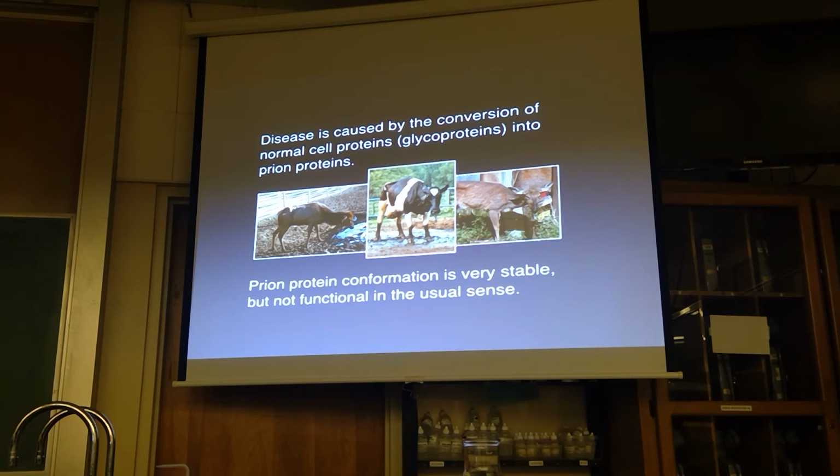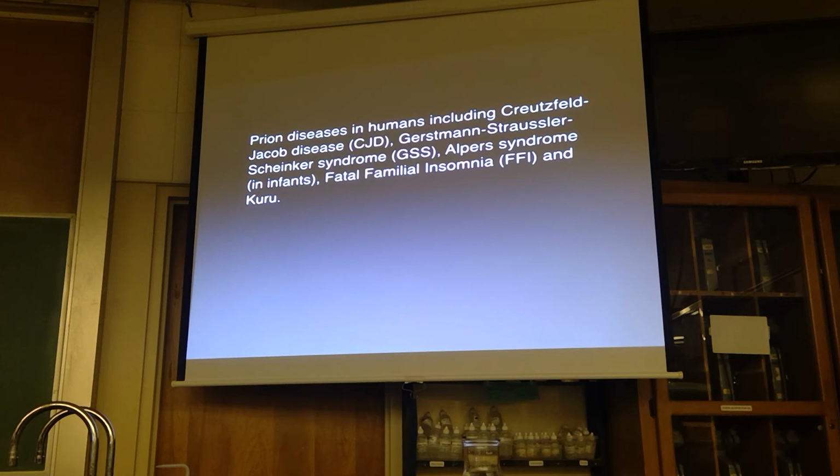A little bit scary, actually a lot scary, if they get into the human food supply. In humans, there are a number of diseases that are recognized as being caused by prions, and different names for these, probably because they were discovered in different peoples throughout the world. So there's Creutzfeldt-Jakob disease, which is CJD, Gerstmann-Sträussler-Scheinker syndrome, GSS, Alpers syndrome, which is in infants, and as I said, fatal familial insomnia, which is genetic. So people have genes that encode these proteins that tend to turn into prions by themselves.